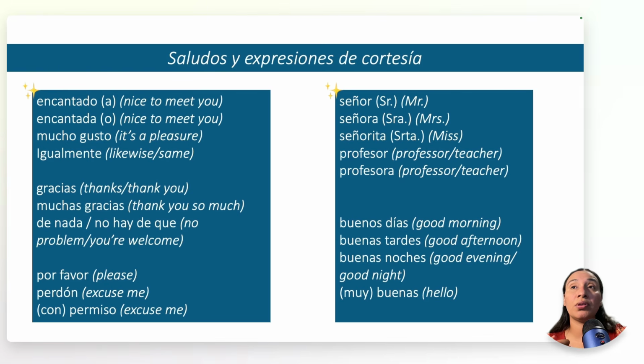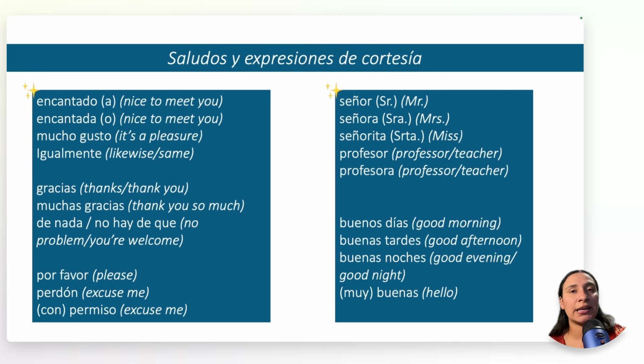But if you want to say buenas noches, you can say buenas noches, ¿cómo están? And that works for good evening. And when you are leaving the place, you can also say buenas noches, have a good night, que tengan buena noche, right? Buenas noches, chao, nos vemos, right? So keep that in mind.